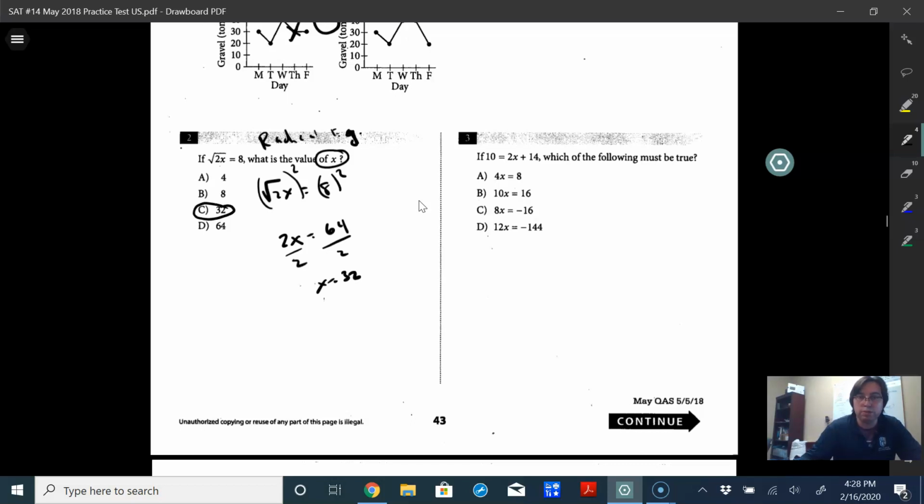All right, this one, it seems like we're trying to create an expression that is equivalent to this one. So if 10 equals 2x plus 14, which of the following must be true? We're looking to see which one would also yield a similar value of x. So let's solve for the first part. 10 equals 2x plus 14, minus 14 on both sides. So negative 4 equals 2x, or we get negative 2 equals x. Which other one would do that? That's a positive. That's a positive. We divide by 8 and we get negative 2. So C is the answer choice on 3.